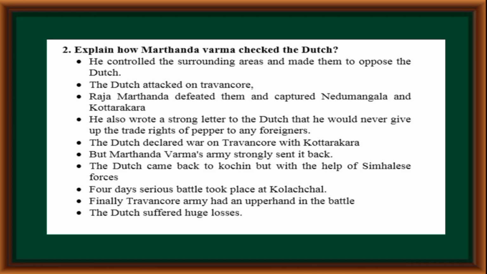The Dutch came back to Cochin, but with the help of Simhali forces. A 4-day serious battle took place at Kolachal. Finally, the Travancore army had the upper hand in the battle. The Dutch suffered huge losses.